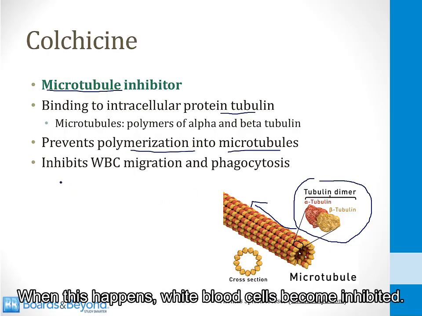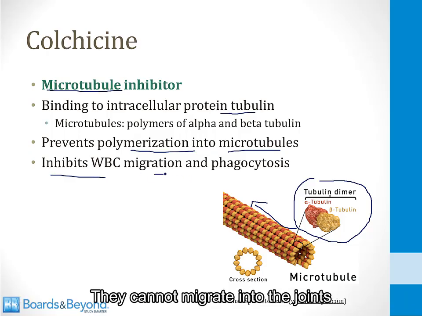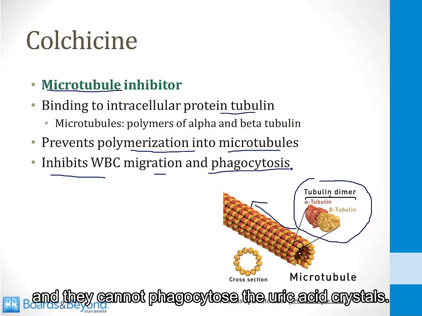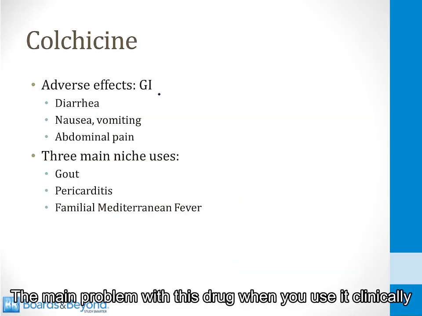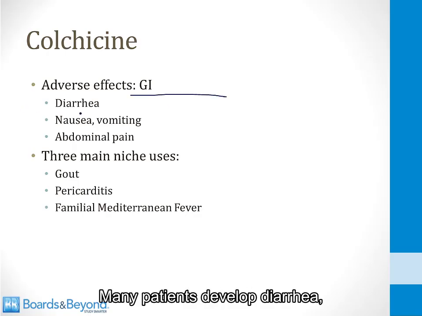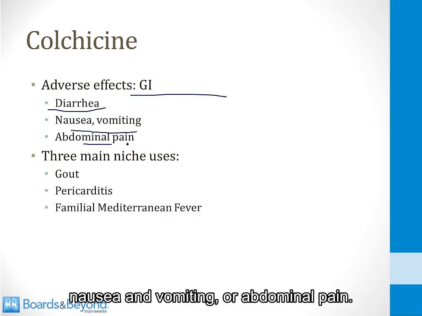What colchicine does is bind to tubulin and prevent the polymerization of tubulin into microtubules. When this happens, white blood cells become inhibited. They cannot migrate into the joints and they cannot phagocytose the uric acid crystals. The main problem with this drug when you use it clinically is the GI side effects.